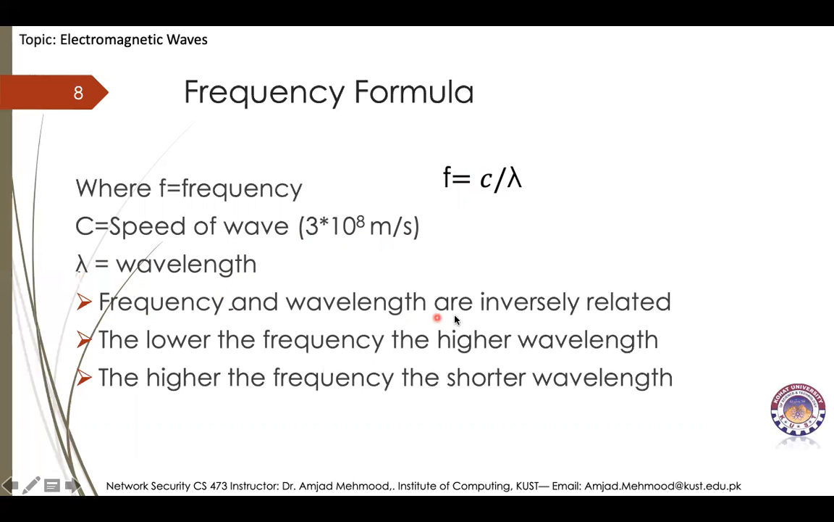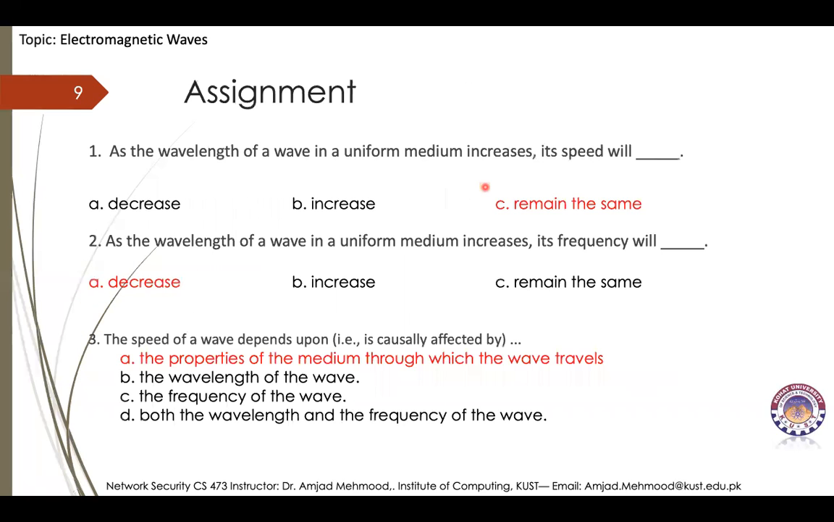Frequency and wavelength are inversely related, as you know. If we increase frequency, the wavelength will decrease. If wavelength is increasing, frequency will decrease, as they are inversely proportional to each other. The lower the frequency, the higher the wavelength. The higher the frequency, the shorter the wavelength. So they are inversely proportional to each other.